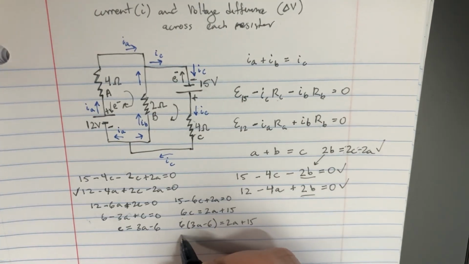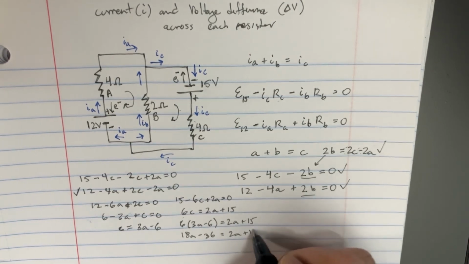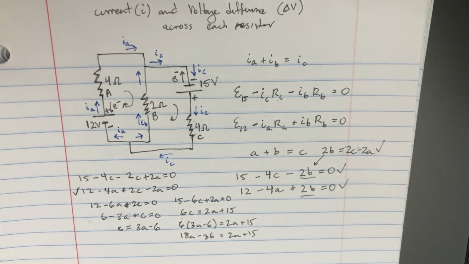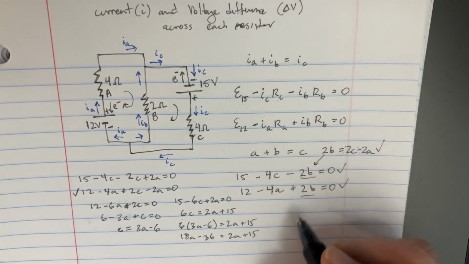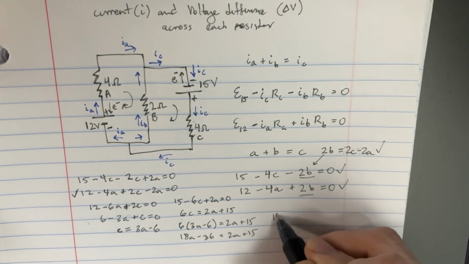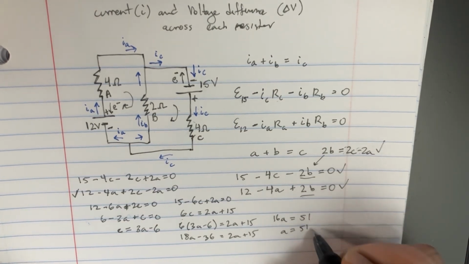So 18a minus 36 equals 2a plus 15. And add 36 to that. It's going to be 15 plus 36, 51. So we essentially get that 16a equals 51. So a equals 51 over 16.